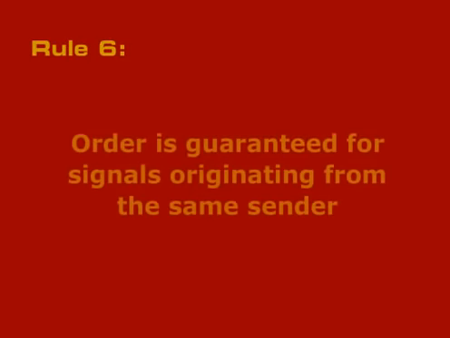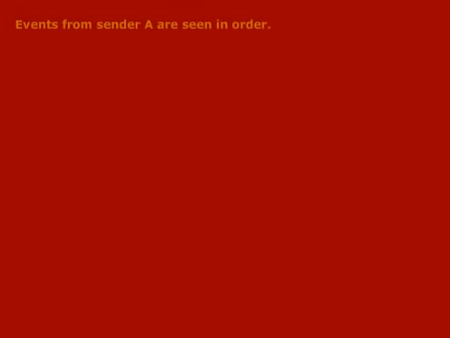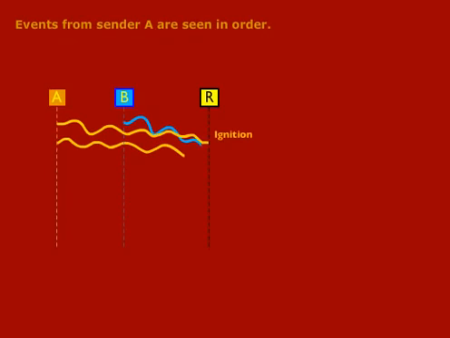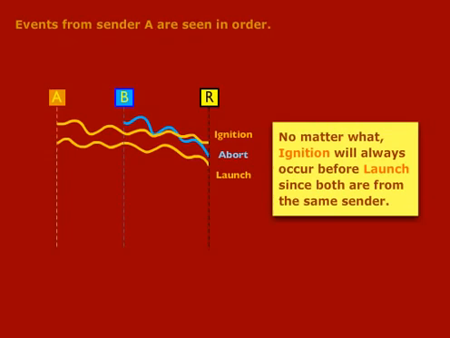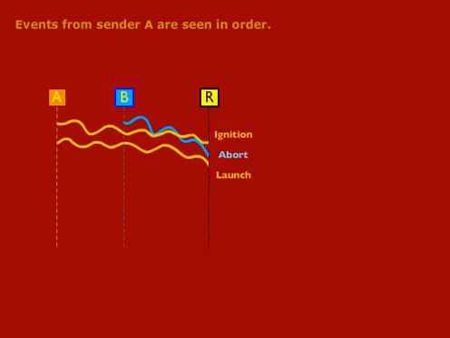Order is guaranteed for signals originating from the same sender, but not from separate senders. This is a key consequence of giving each object its own local time frame. Here we have two senders, A and B, communicating with a recipient object, R. The signals sent from A are guaranteed to arrive in order so that ignition occurs before launch on any platform. This is because we can use A's local clock to timestamp its signals.